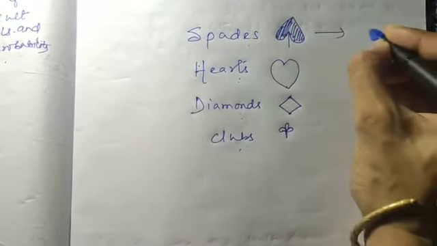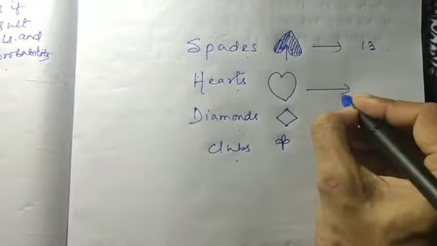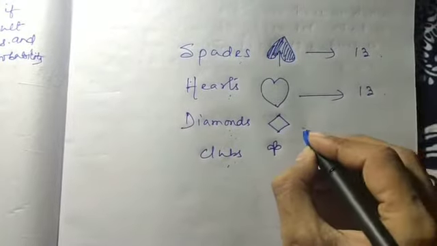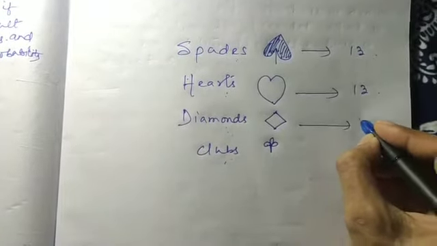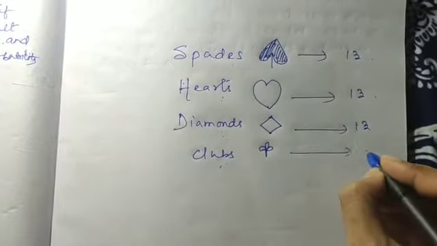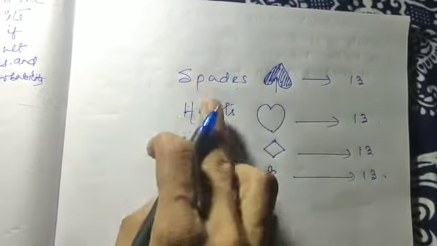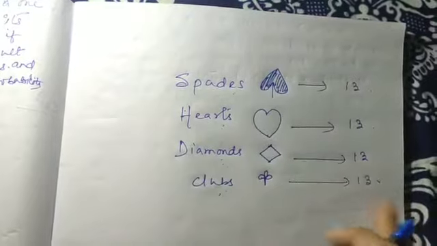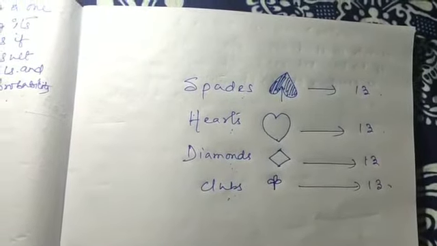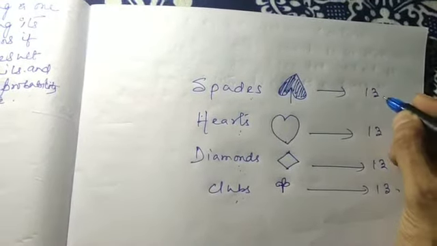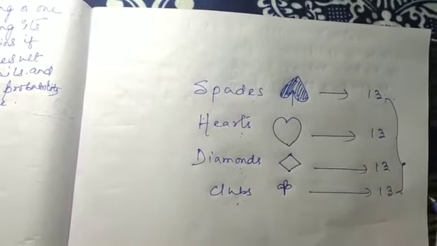Spades are there 13 pieces. Hearts are there 13 pieces. Diamonds are there 13 pieces. Clubs are there 13 pieces. Done. So every category has 13 pieces of cards. Okay. Now in that 13 pieces of cards, what are there?